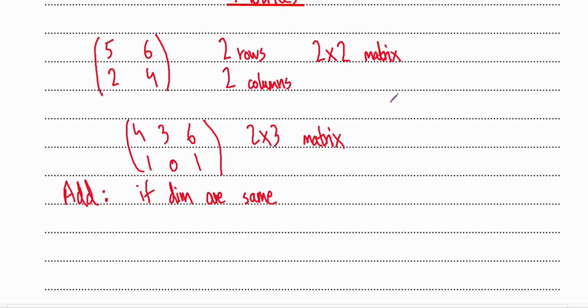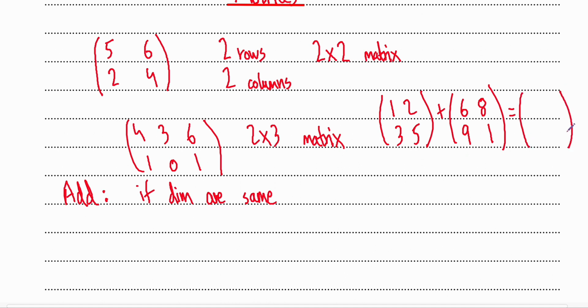If I want to add, let's say, 1, 2, 3, and 5, and to that I want to add 6, 8, 9, and 1, I would just add each element. The element in the first row and first column of this matrix is 1, and the element in the first row and first column of this matrix is 6. So I would add 1 and 6 and I would get 7. It's very intuitive. It's what you would expect it to be. Then you would add 2 and 8 because they're in the same positions, the first row and the second column. So 2 plus 8 is 10.